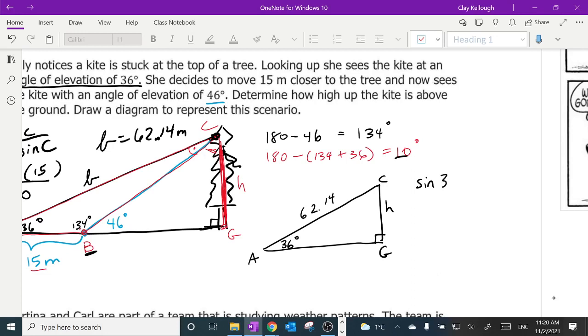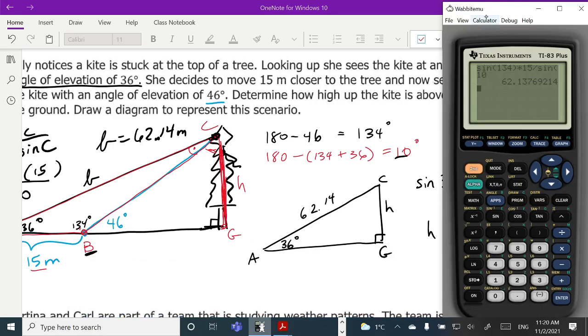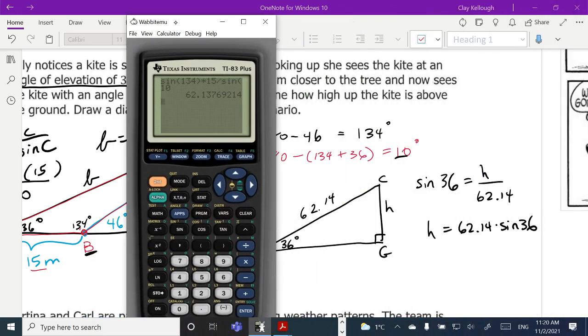So the sine of 36 is my height over 62.14, and that's t for top, t for times, 62.14 times the sine of 36. And again, I don't have to repunch 62.14. It is the last thing my calculator remembers. So I can just take my answer times, actually if I just hit times, it knows that I wanted the answer. Sine of 36 equals.